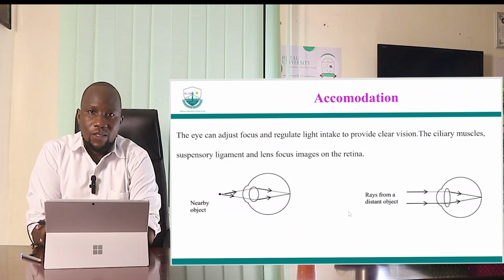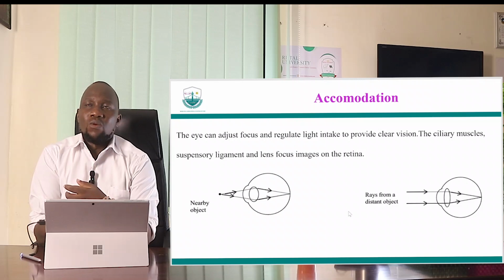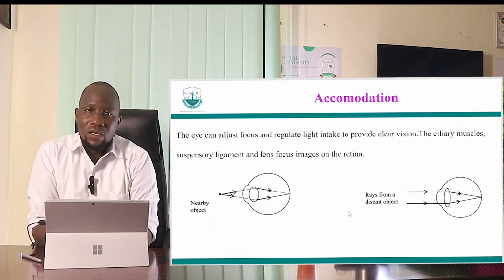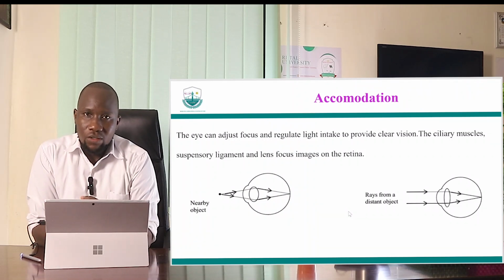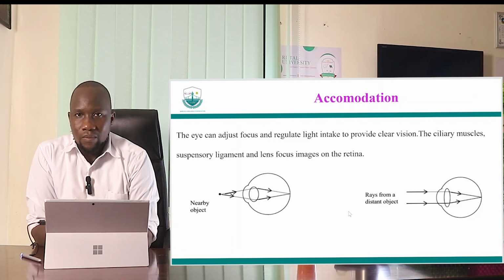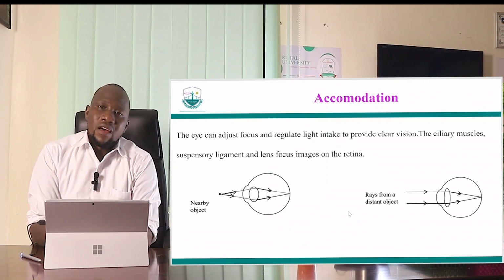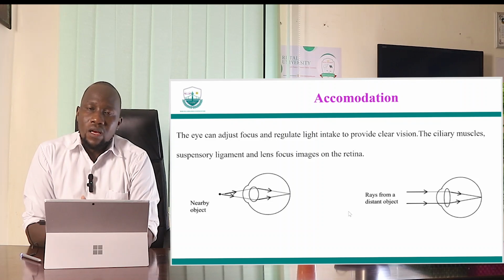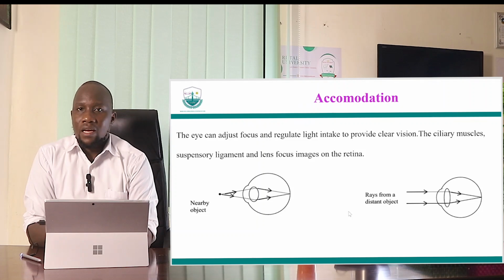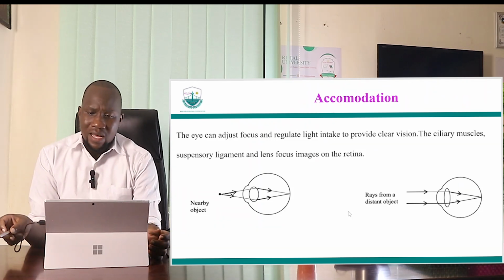Okay, so this is going to be a short session, and we're basically only going to look at accommodation. That's what we're going to look at, and then we'll also look at how the eye controls the amount of light that enters the eye and reaches the retina. Those are the two concepts that we are going to look at.